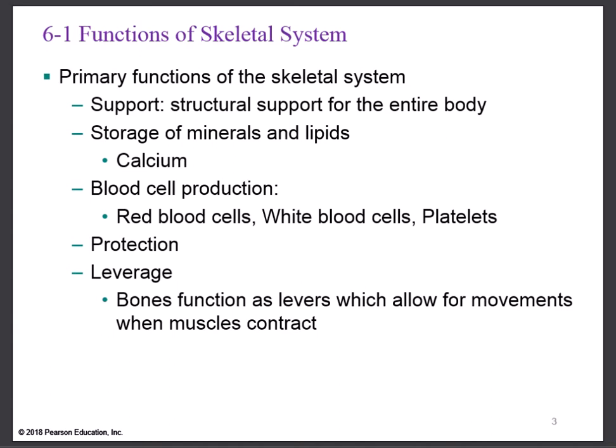The skeletal system also forms as a protector. If you think about the cranial vault, the brain is protected by these 8 cranial bones. Our heart and lungs are protected by the rib cage. Some of our pelvic organs are protected by the pelvic bones. So the skeletal system will protect a variety of organs.